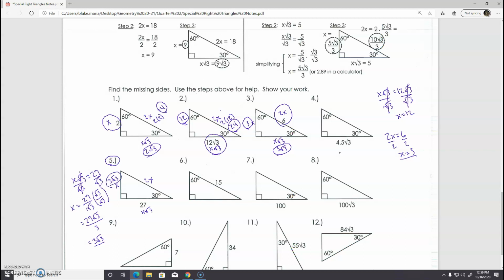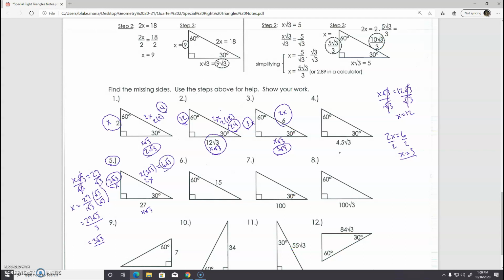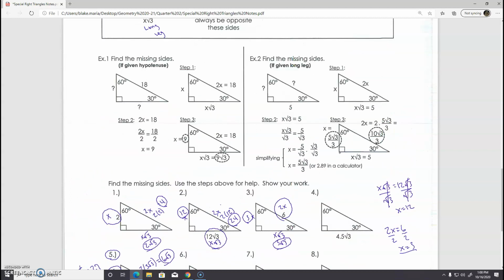So there's my short leg. 2x is 2 times x, 2 times 3 root 3. And we multiply our whole numbers. 2 times 3 gets me 6 root 3. So my hypotenuse was that 6 root 3. So very similar to how you did it. And if you want another example, they did one for you up in the top as well, so you can see that one worked out. They did a couple of examples for you up here as well.